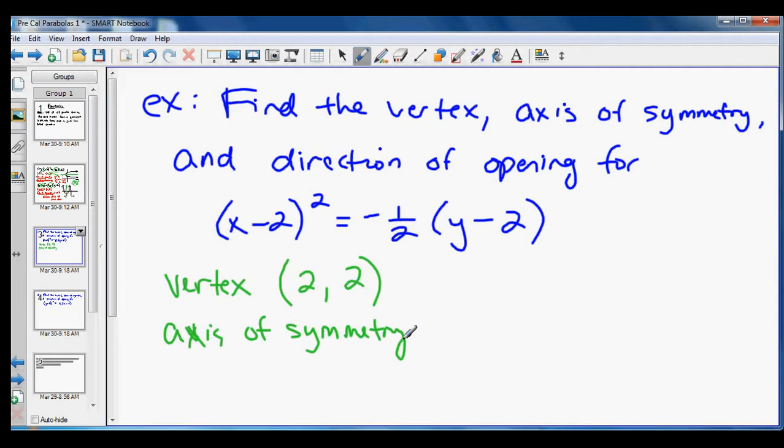And then for the direction of opening, we know it has to either be up or down because this is a vertical one. And to figure out whether it's up or down, we need to look right here and just look at whether it's positive or negative. Since this one is negative, the direction of opening is down.